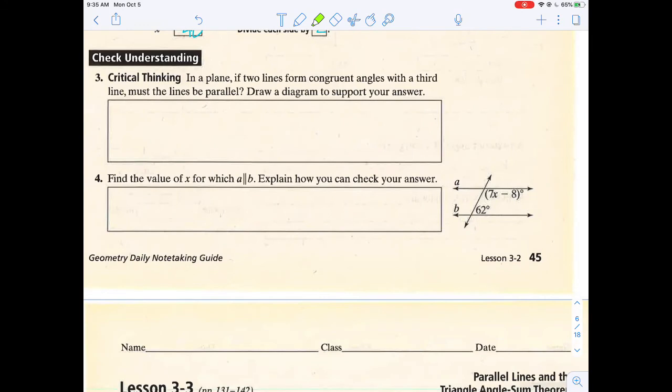In a plane, if two lines form congruent angles with a third line, must these lines be parallel? Draw the picture. It will help. Find the value of x for which A is parallel to B. So we know that we're looking at these two angles. Those are same side, which means they're supplementary. Big hint there. If you know what supplementary means, you can figure that out.